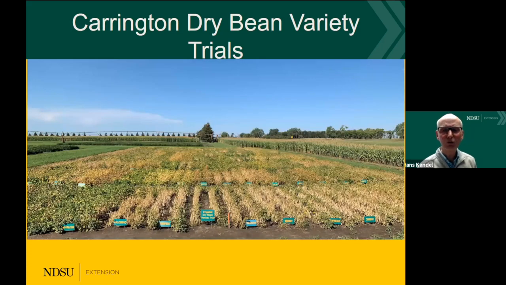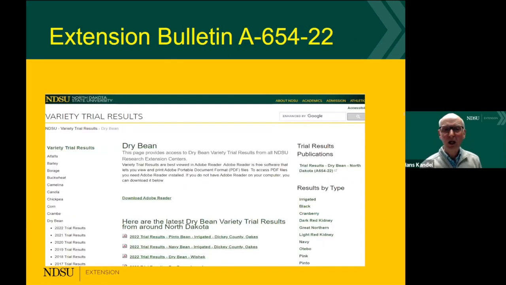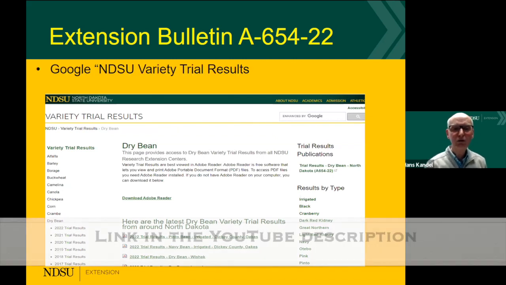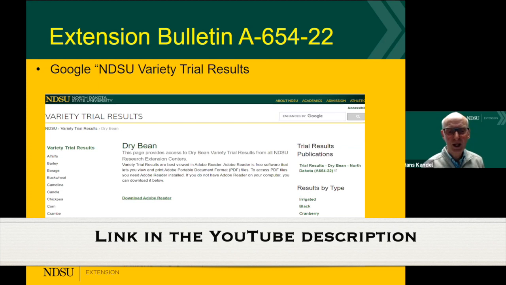So now I'm going to look a little bit at where we can find variety trial information. This is a picture from Variety Trials at Carrington. And in Carrington is dryland, which you can see here, and an irrigated trial. So the extension bulletin with this information can be found if you Google NDSU Variety Trials, and then you go and click on the dry bean results.